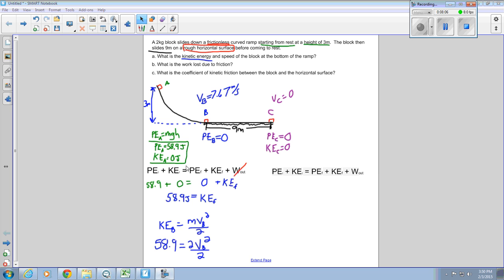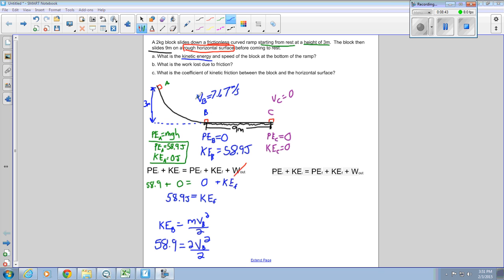So I had to shrink these down a little bit, but here is our energy equation. We're searching for that work out due to friction, or the work lost due to friction. So we can start plugging in. You could either choose point A as your initial spot, or you can choose point B as your initial spot. Either one will work. And let's just label what kinetic energy at B is. We'll just move this up here. So we have our energies at B, energies at C, energies at A. We can plug things in here.